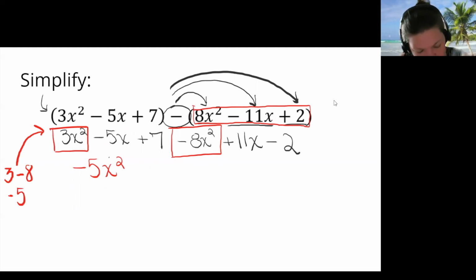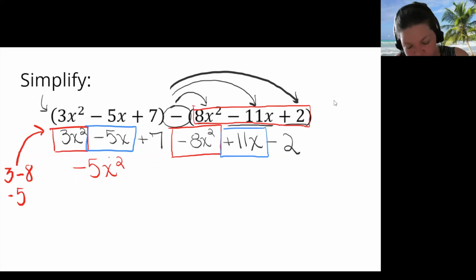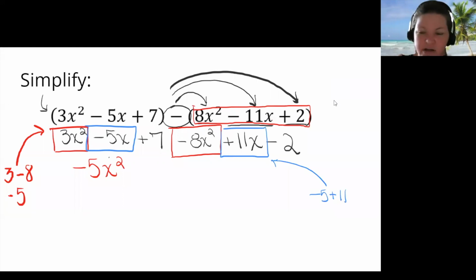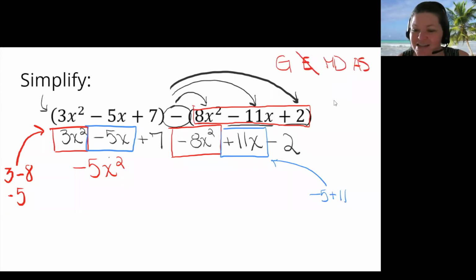Let's look at the next type of term we have. We have a plain old x term. Are there any other x terms? +11x. Absolutely. So again, if you were doing this in your GED calculator, you could do it without the x's, -5 plus 11. And you would see, like Manal did, that we get six x's.